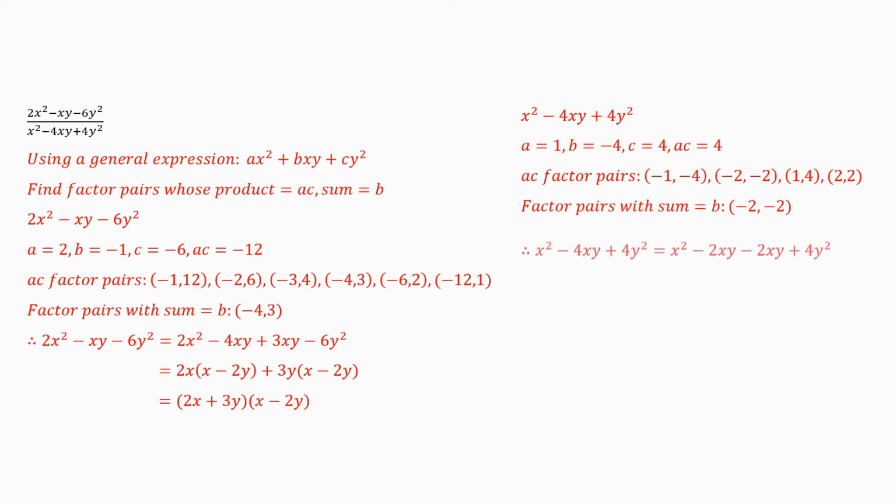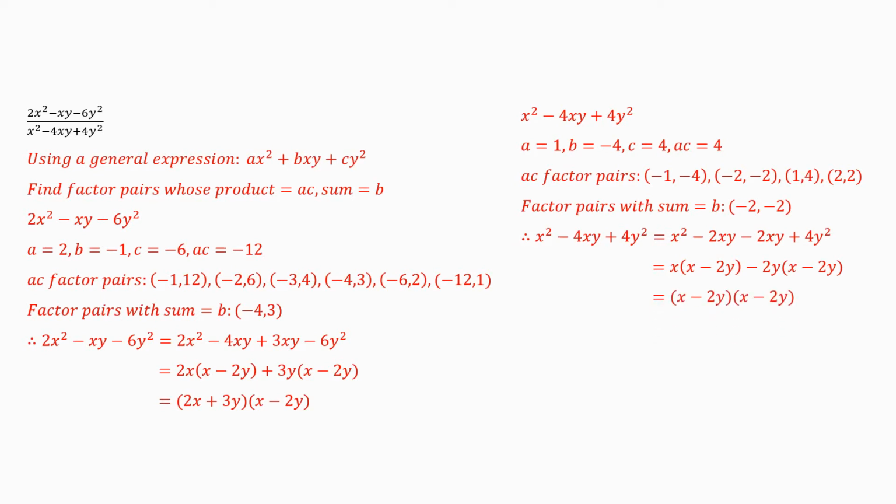We expand our expression. We have x squared minus 4xy plus 4y squared is equal to x squared minus 2xy minus 2xy plus 4y squared. So we group the terms and pair them. We have x into x minus 2y minus 2y into x minus 2y.